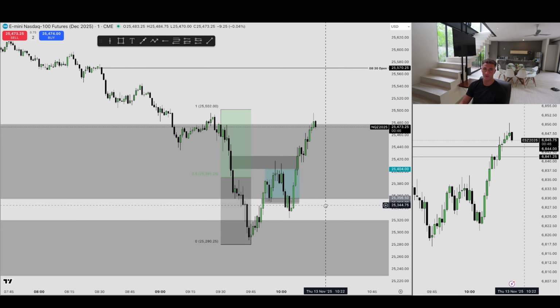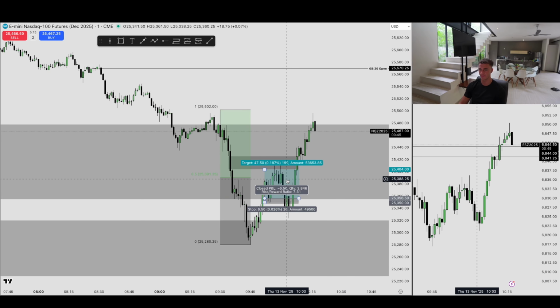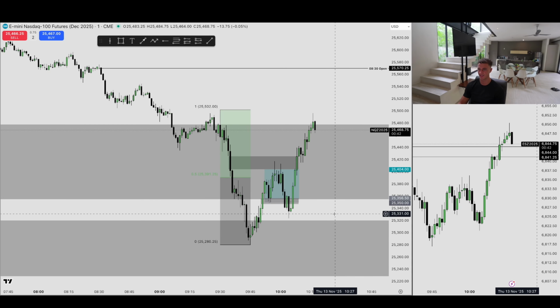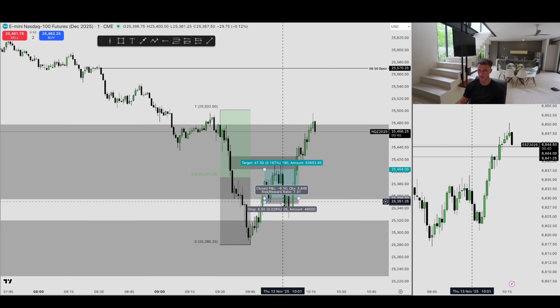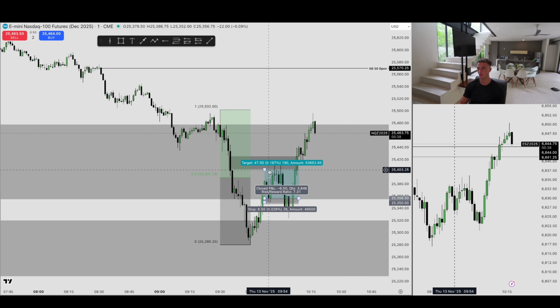Okay, so the remaining contracts ended up getting stopped out, but we did secure around 50 handles in this trade, and as you can see after, it looks like we got manipulated and price ended up hitting full TP.